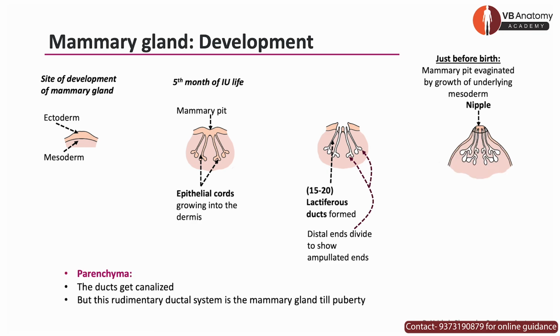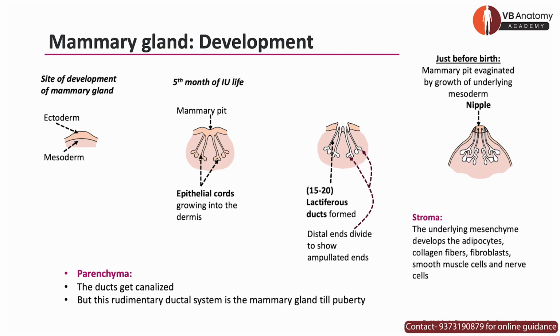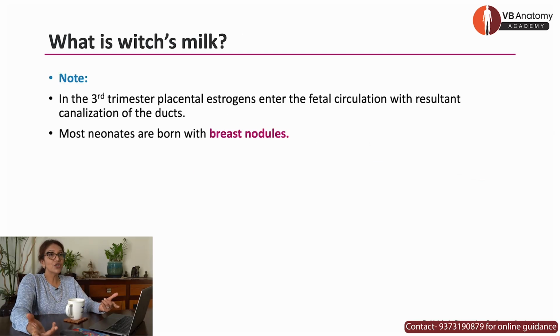Thus, there is formation of this basic mammary gland consisting of parenchyma, which is ectodermal, and the stroma, which is the underlying mesoderm. Again, what is witch's milk?